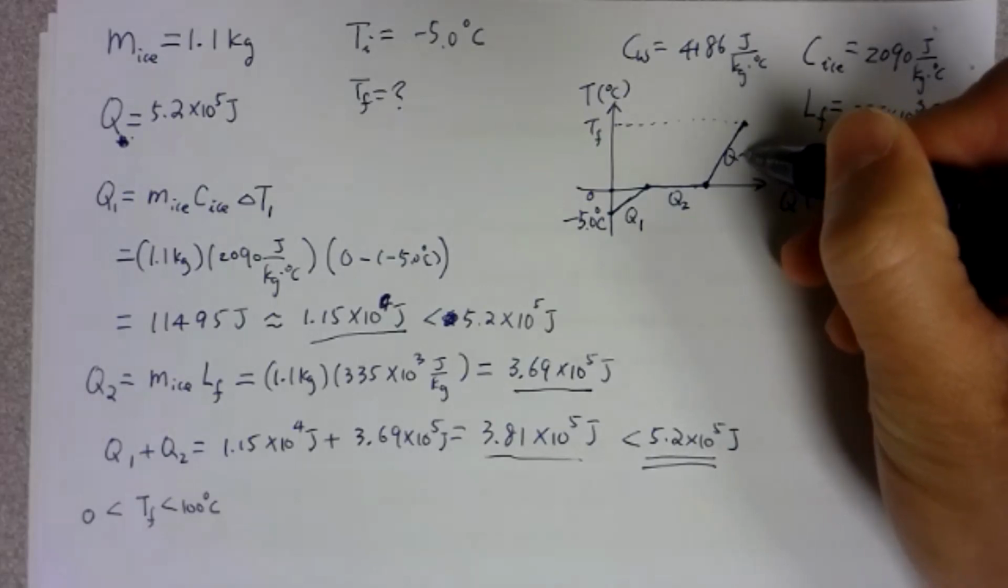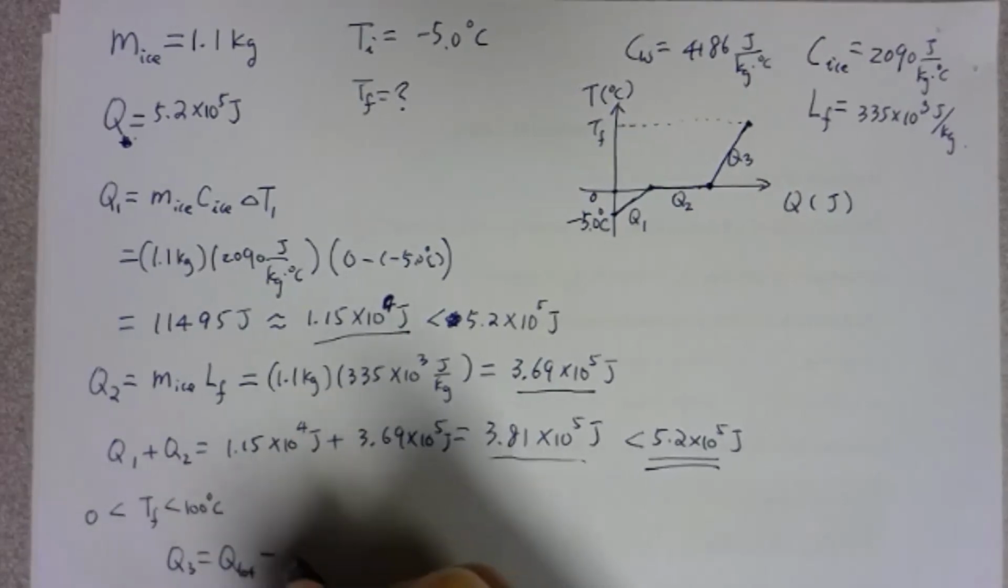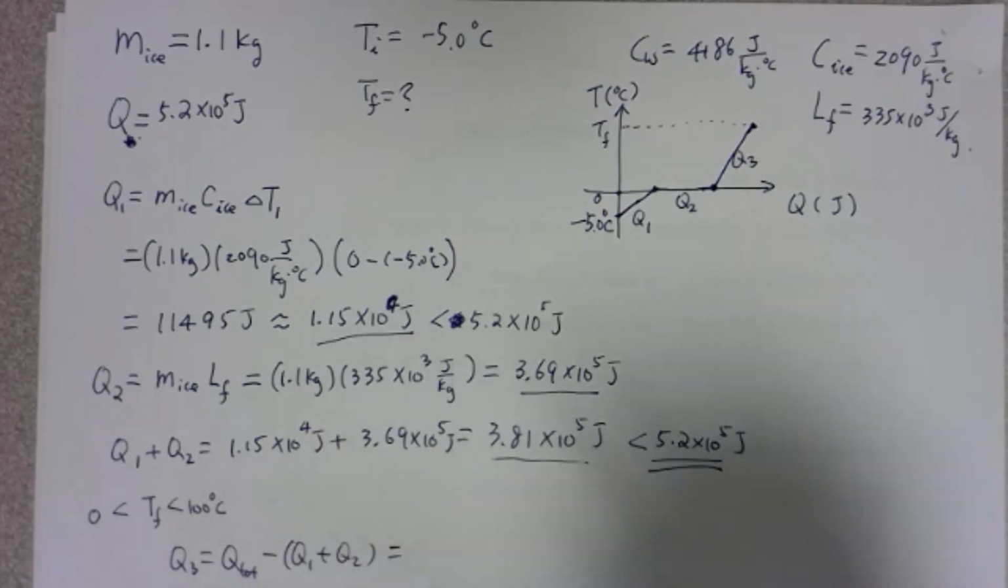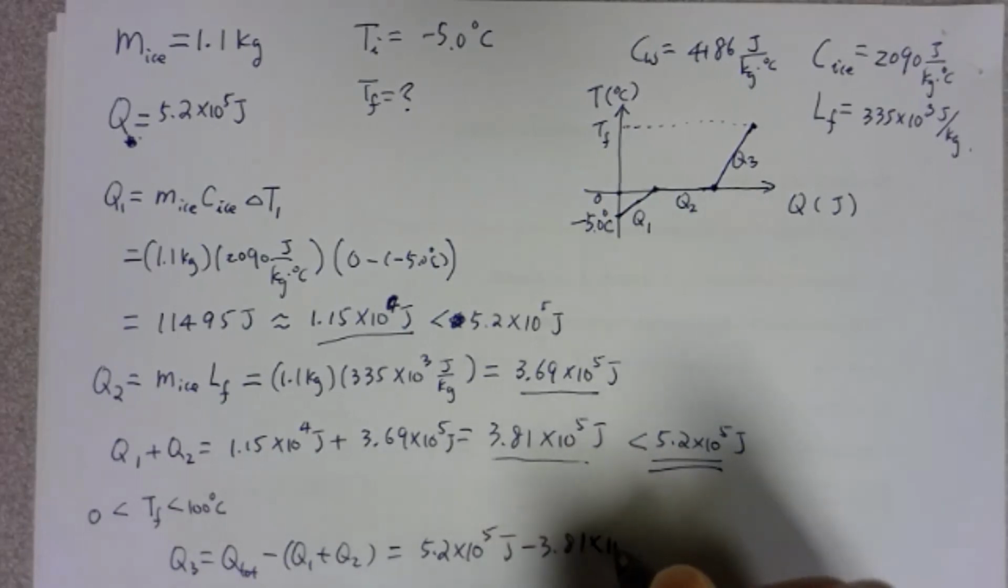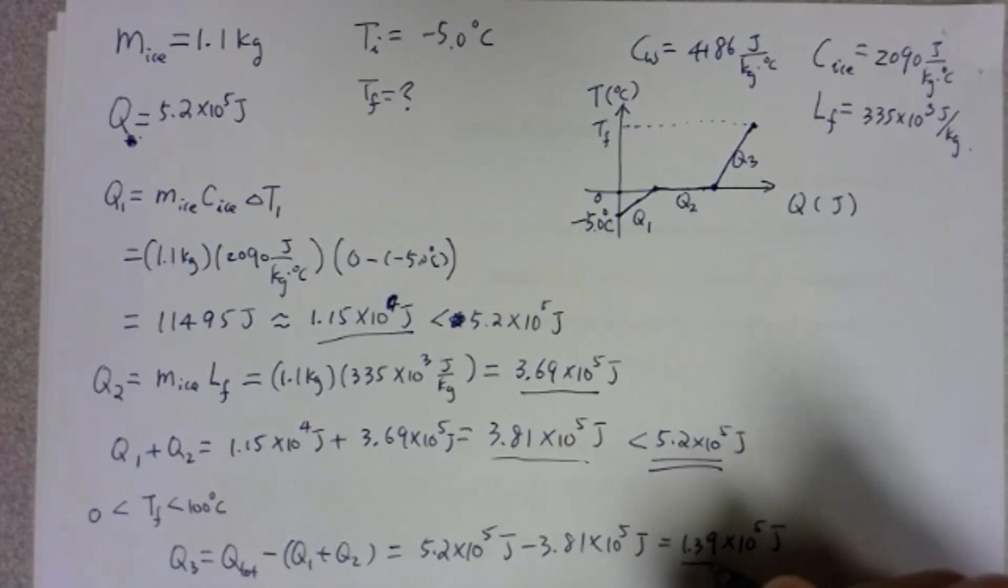So now the Q3 added, the remaining, will be the Q3. Q3 is going to be just Q total minus Q1 plus Q2, okay? So this will be the Q total, 5.2 times 10 to the fifth joules, minus 3.81 times 10 to the fifth. So this will be 1.39 times 10 to the fifth joules, okay?